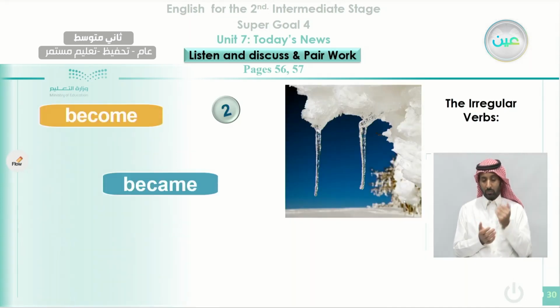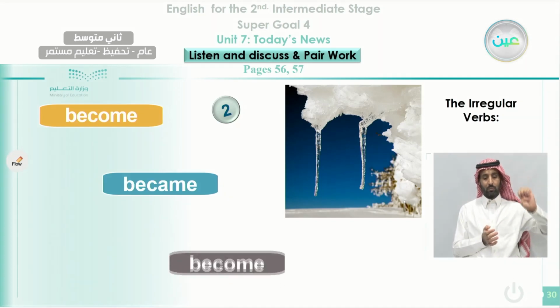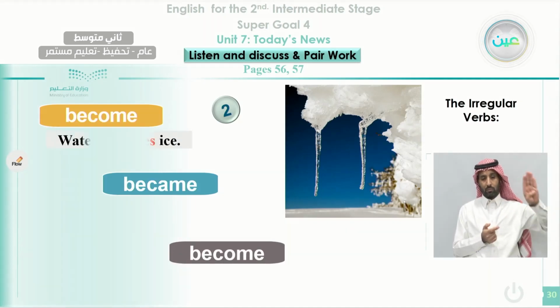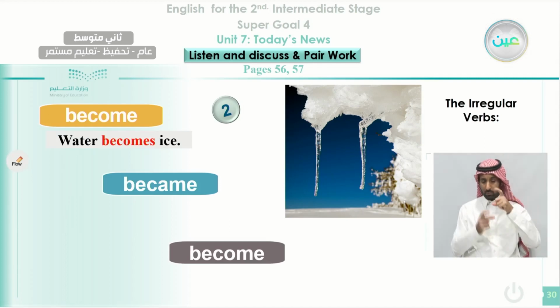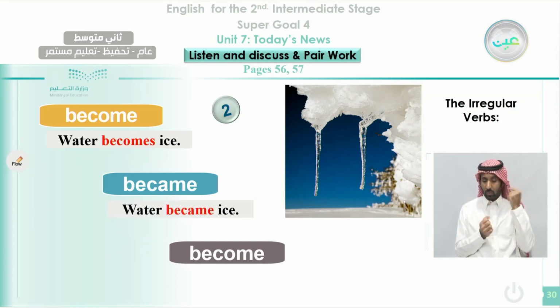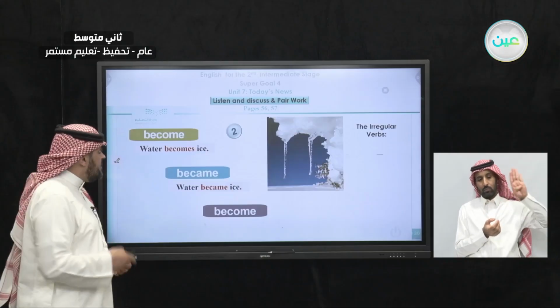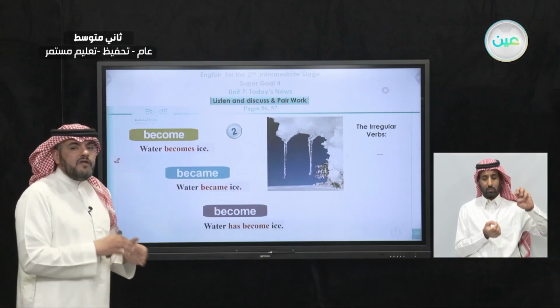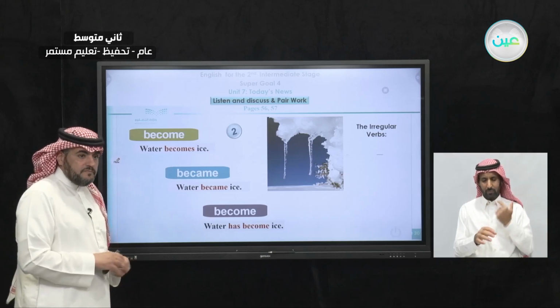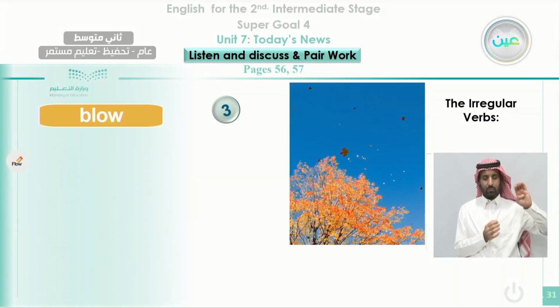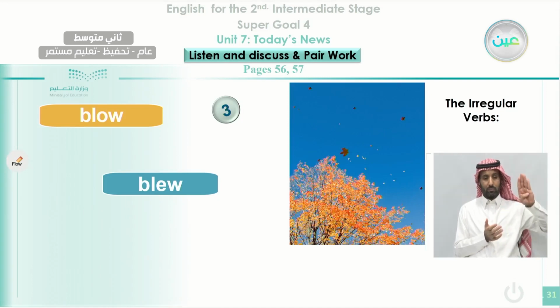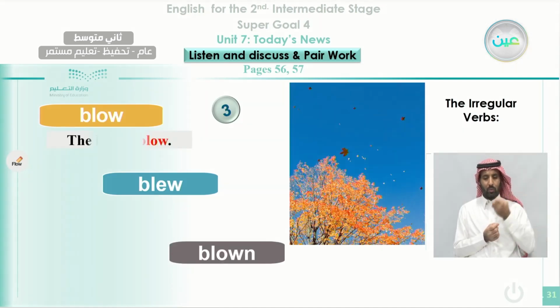The second one here is become, the verb become. The past is became, and the past participle is become. Look at the picture here. We can describe water that when it reaches 0 degrees centigrade, it becomes ice. So water becomes ice. When we talk about something in the past, we can say water became ice. And when the action is done and we don't care about time, we say water has become ice.